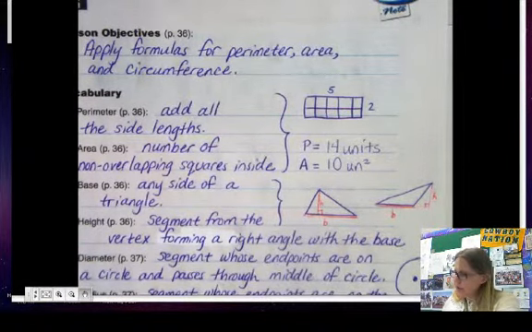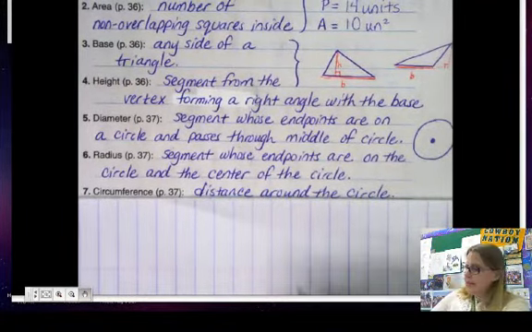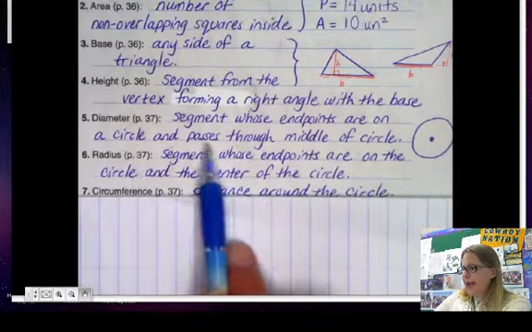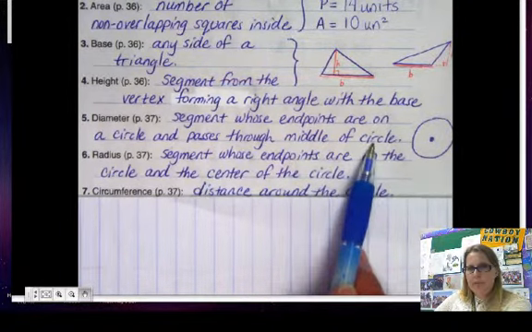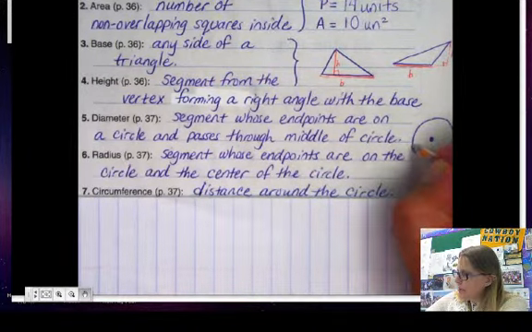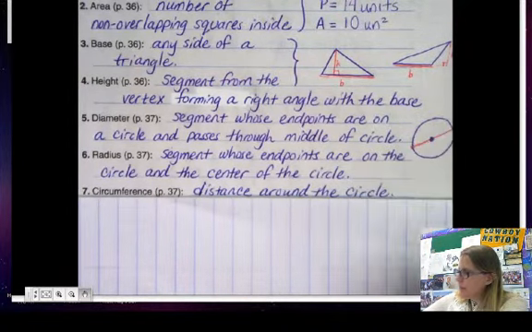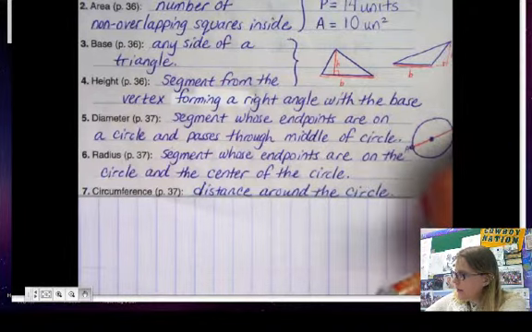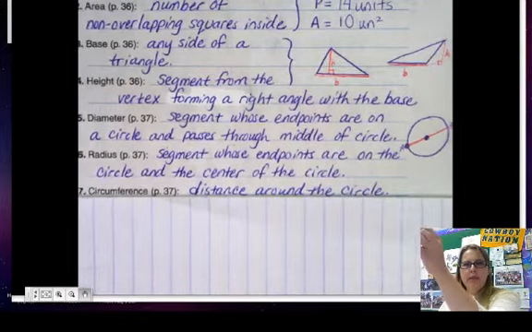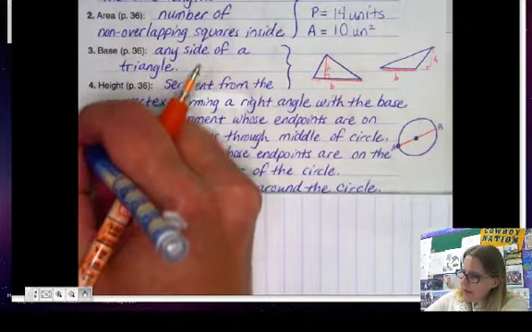Now, talking about circles. The diameter of a circle is a segment whose endpoints are on the circle and passes through the middle of the circle. So the diameter in this picture, a diameter would be here. We can call this maybe point A and B. So in this case, my diameter is AB.